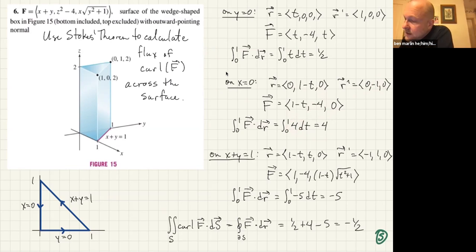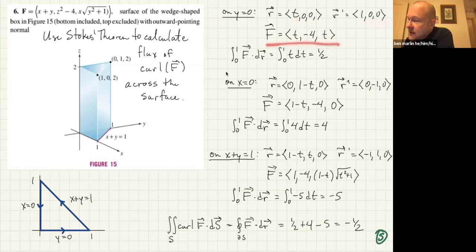Okay, then we're going to do y equals 0 next, because we did x equals 0 before. So when we do y equals 0, we've got a 0 here, and we're moving along here. Since we want to go from 0, 0, 0 to 1, 0, 0, we're going to have t, 0, 0, and then the x's will go from 0 to 1 there. The derivative, of course, is 1, 0, 0.